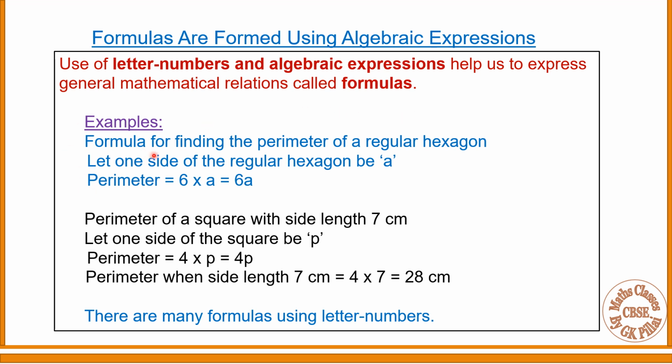Examples: formula for finding the perimeter of a regular hexagon. A hexagon has 6 sides. If you keep one side to be a, the perimeter will be 6 into a, or 6a. This is a mathematical relation, or you can call it a formula only. Perimeter of a square with side 7 cm. Let one side of the square be p. The perimeter will be 4 into p, or 4p. Now when the side is 7 cm, the perimeter is 4 into 7, 28 cm. Area of a rectangle is l into b. Similarly, you can find anything.